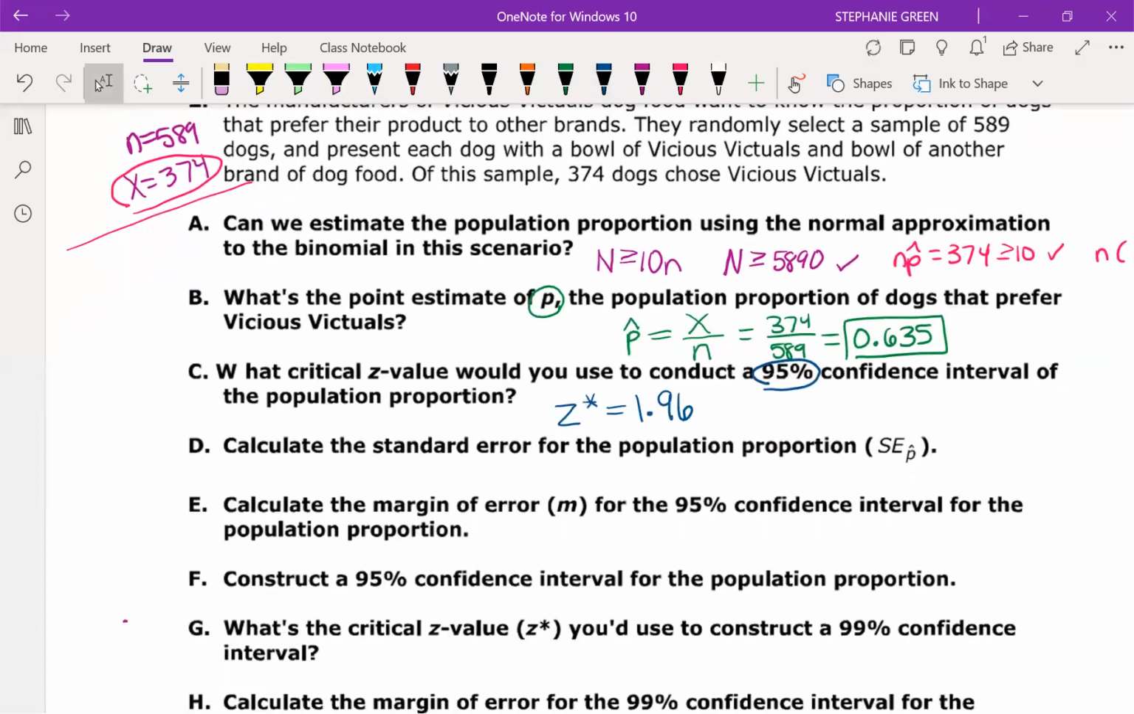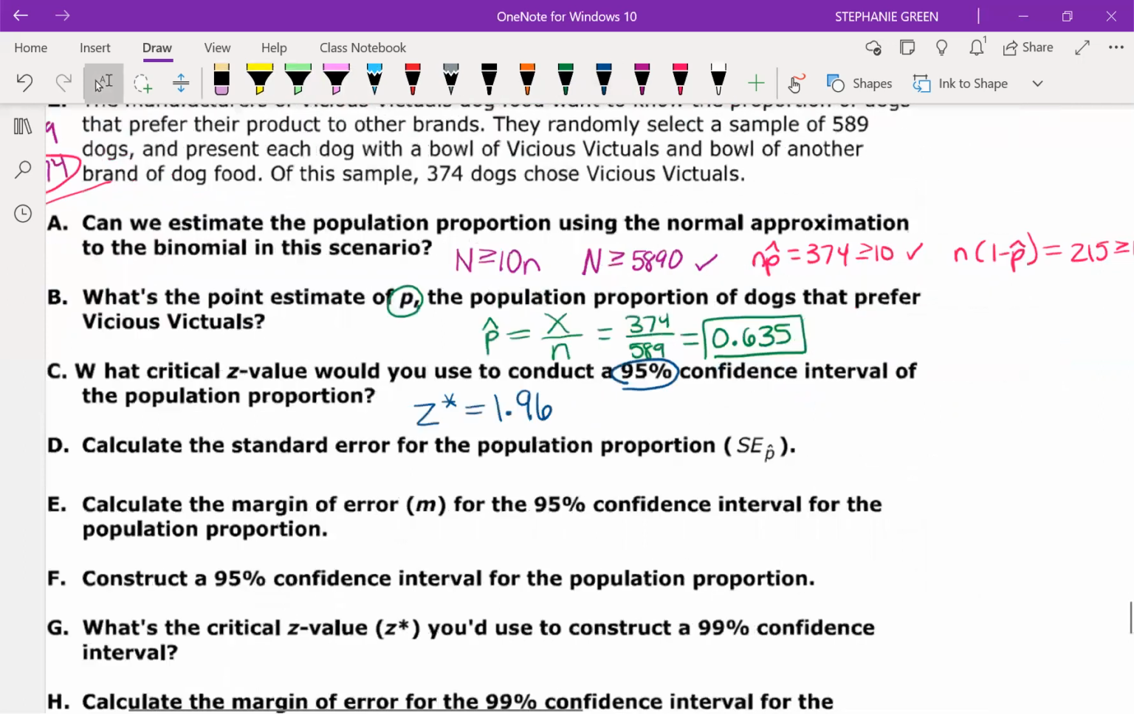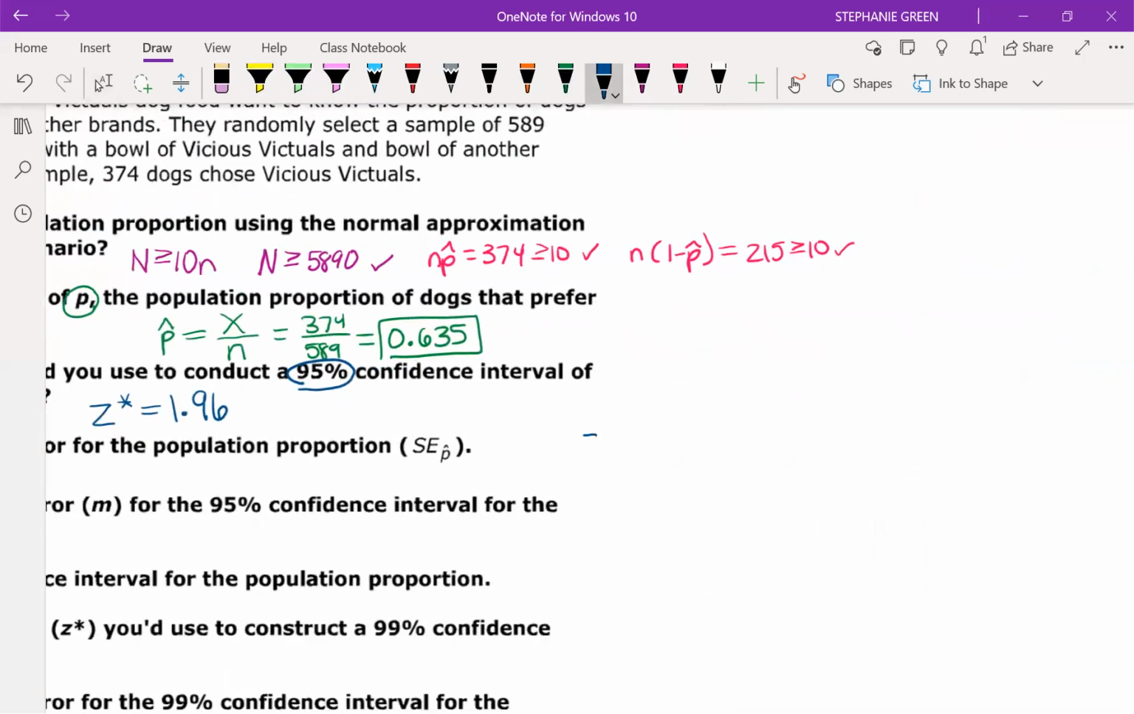D. Calculate the standard error of the population proportion, SE sub P hat. So we have a formula for SE sub P hat. I'll use this space over here to write it down. Actually, first of all, they asked not just for SE sub P hat, do they? Oh yeah, they do. I'm getting ahead of myself. The formula is square root of P hat times 1 minus P hat all over N.